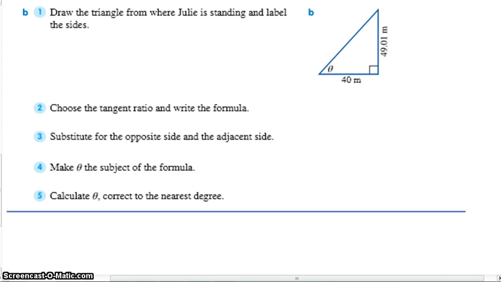Once again, they've taken out Julie's triangle. So here's Julie. 49.01 and 40. So we've got those. So we label again. That's still theta. That is the adjacent. That is the opposite. So what formula are we using?